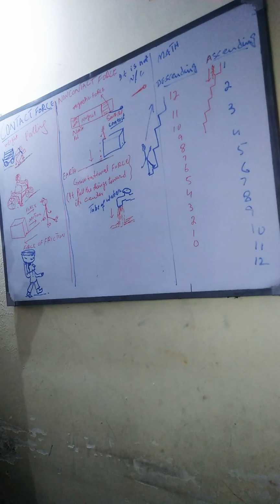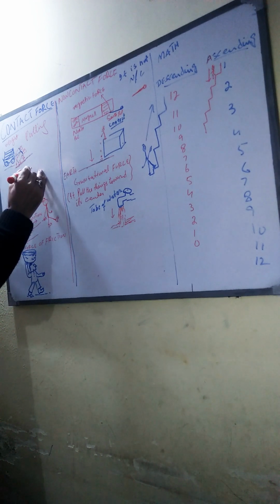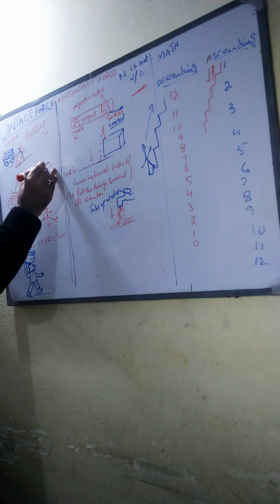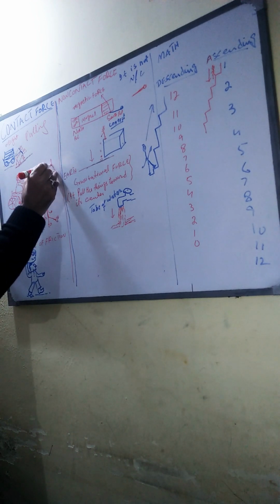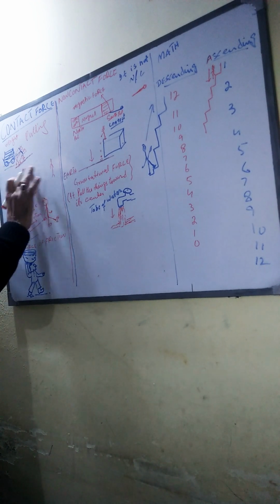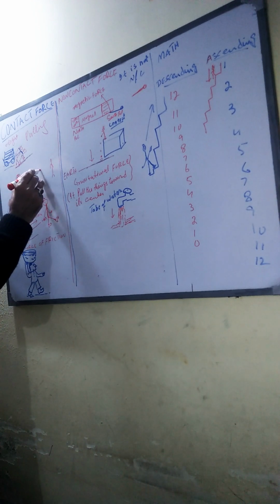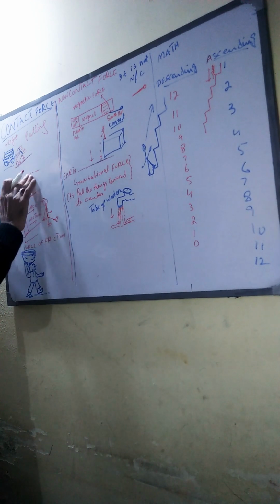Contact force. For example, this is a person who is riding a bicycle. This is also contact force. He is in contact with the cycle. But if there is a cycle and a person apart, they have no contact because they are not touching each other. So this is the contact force.